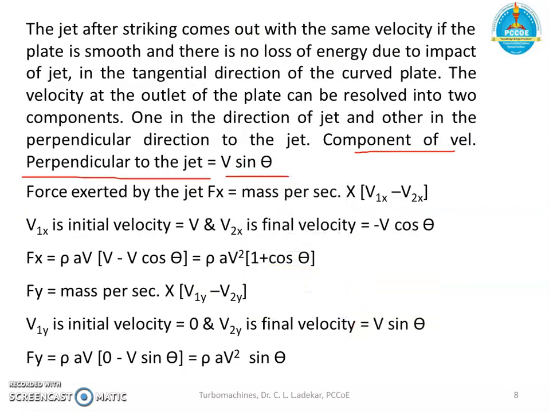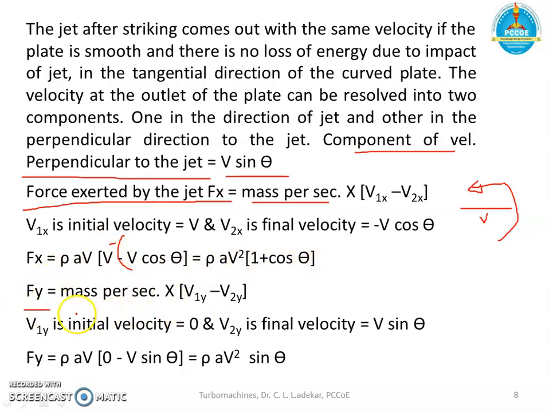Now the force exerted by the jet, Fx, you can very well write as mass per second into the initial velocity minus final velocity. So what is the initial velocity? If this is the curved plate, this is the initial velocity v, and this is the final velocity, which is v cos theta. But since the initial velocity is from left to right and the final velocity is right to left, you consider the final as minus sign, and minus minus becomes plus. So it becomes rho a v square into (1 plus cos theta).